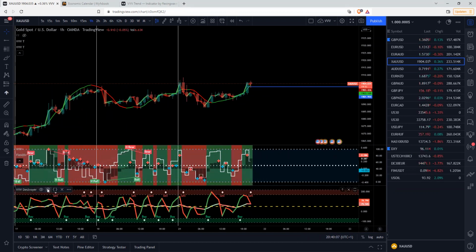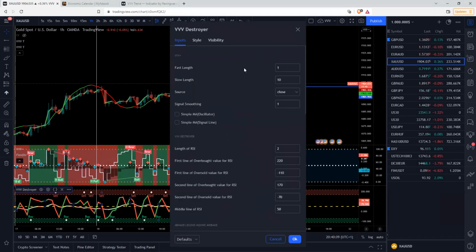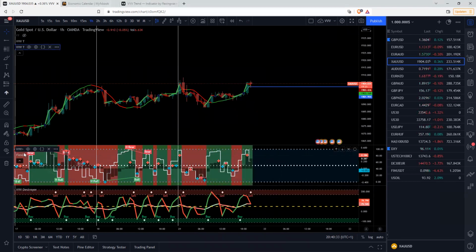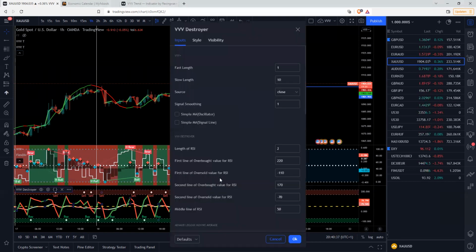Then the destroyer. So the second VVT again, please. The second VVT again, yeah, it's easy. 2, 2, 2, 2. It's the smallest thing which we can use actually. All right. Then the destroyer. I was playing with the destroyer as well.